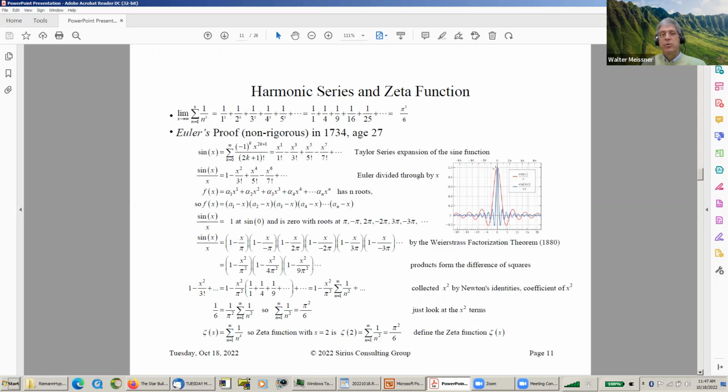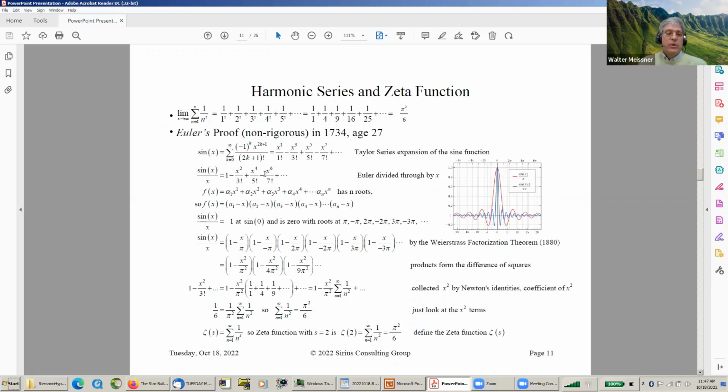So at 0, it's 1, and then it sort of oscillates to the left and to the right in a decreasing mode. And if you divide through by x, you get 1 minus, oh yeah, I forgot to mention, the sine x has alternating signs, so it's plus, minus, plus, minus. So dividing through by x, you get 1 minus x squared over 3 factorial, plus x to the 4 over 5 factorial, x to the 6 over 7 factorial.